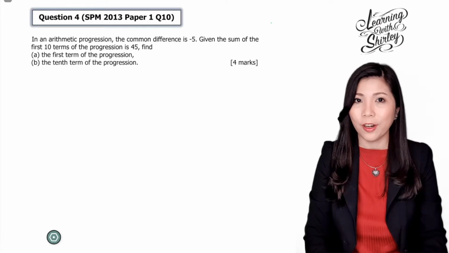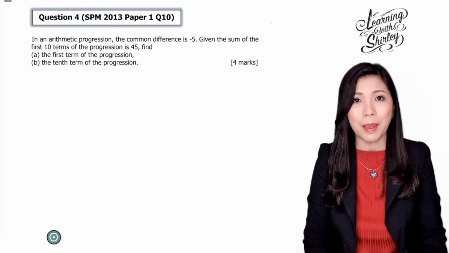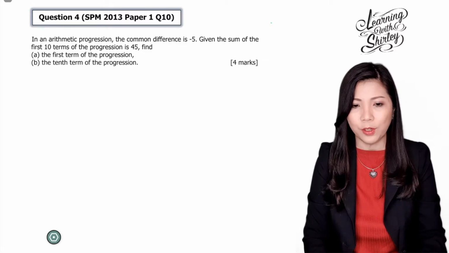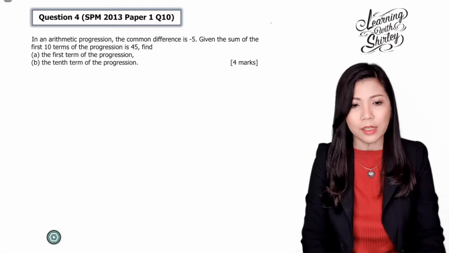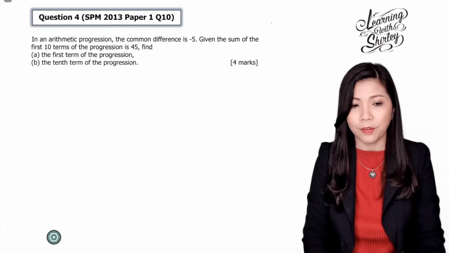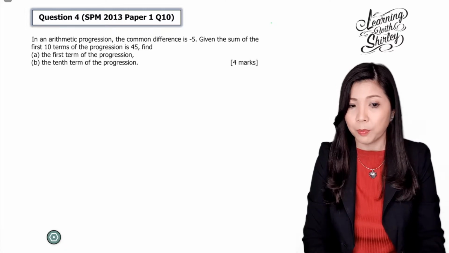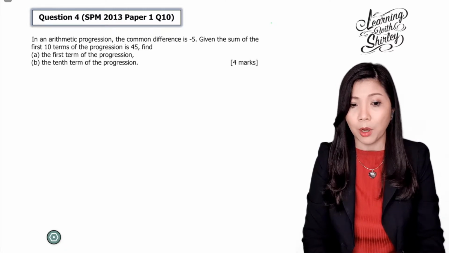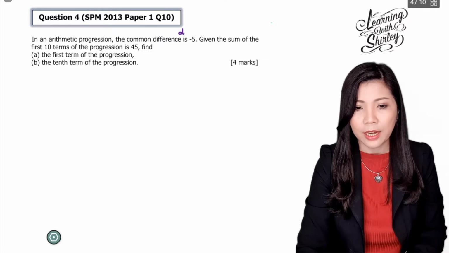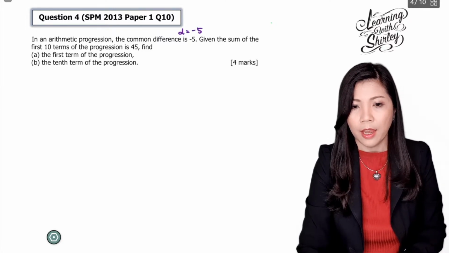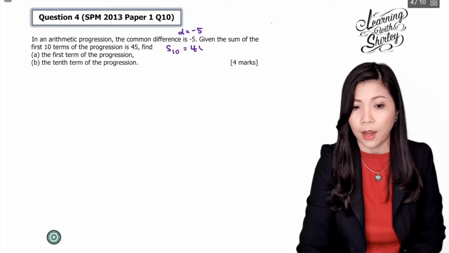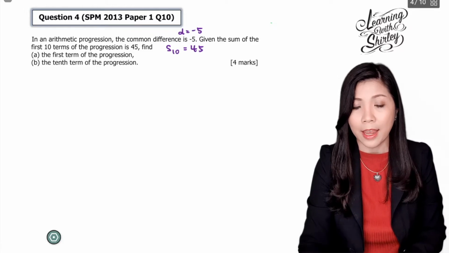Let's look at question 4. This is SPM 2013, paper 1, question 10. In an arithmetic progression, the common difference is negative 5. Given the sum of the first 10 terms of the progression is 45. Find A, the first term of the progression, and B, the 10th term of the progression. Okay, so let's look at what they give you. So D is equal to negative 5, and given the sum of the first n terms means S10 is equal to 45. And find what is the A.